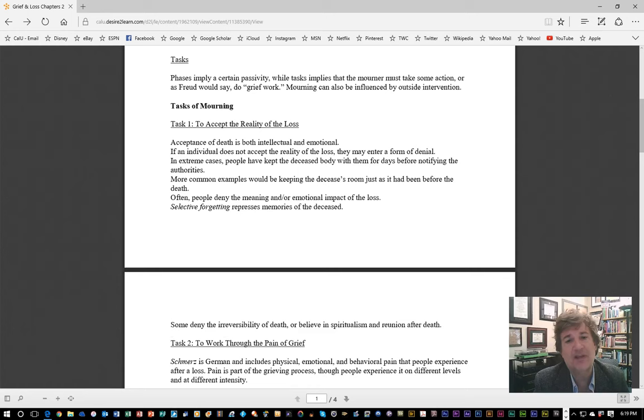More common examples would be keeping the deceased's room just as it had been before the death, not wanting to change anything. Often people deny the meaning and/or emotional impact of the loss. Selective forgetting represses memories of the deceased. Some deny the irreversibility of death or believe in spiritualism and reunion after death, and that's perfectly acceptable. That's part of our religious belief system, and I personally believe that myself. But you could have any belief system that fits who you are.